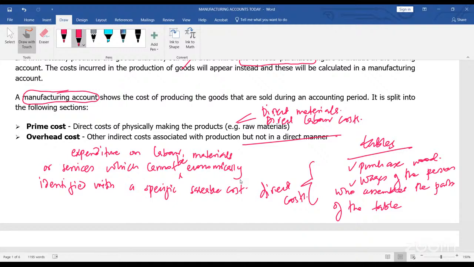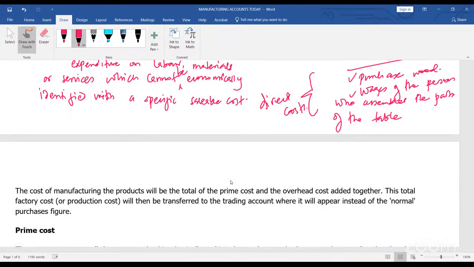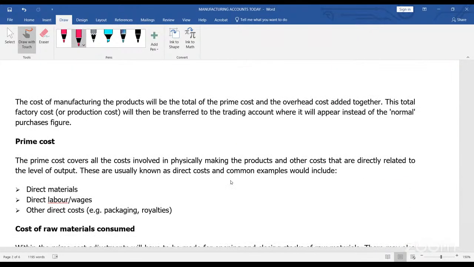So in the manufacturing account, you find the prime cost there, and the prime cost consists of direct materials, direct labor, and maybe some other direct costs. Then you also have to show the factory overheads. Those are costs associated with the production, but not in a direct manner. Now, the cost of manufacturing the product will be the total of prime cost and the overheads added together.